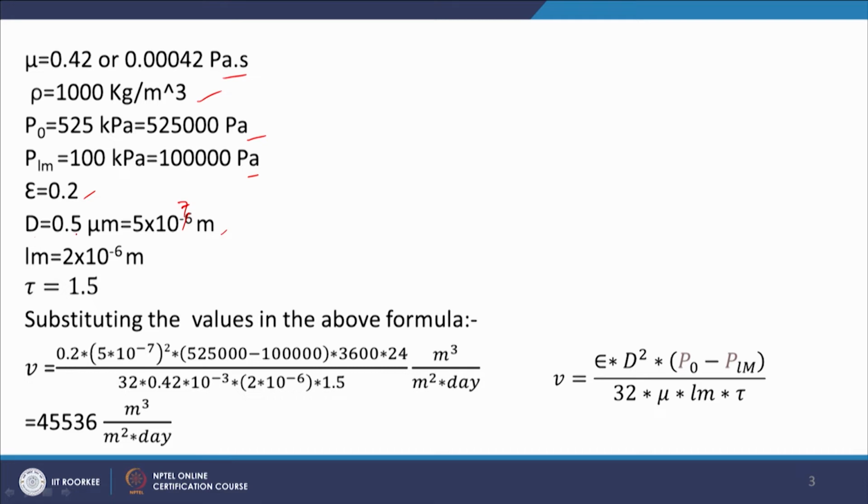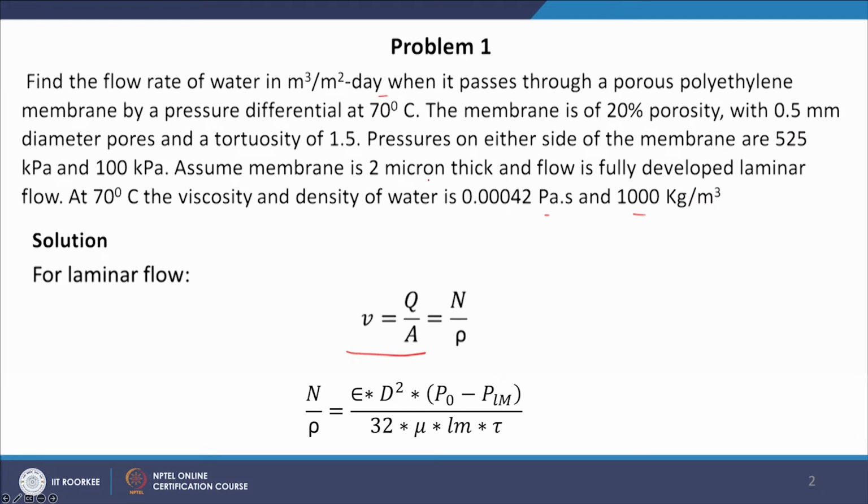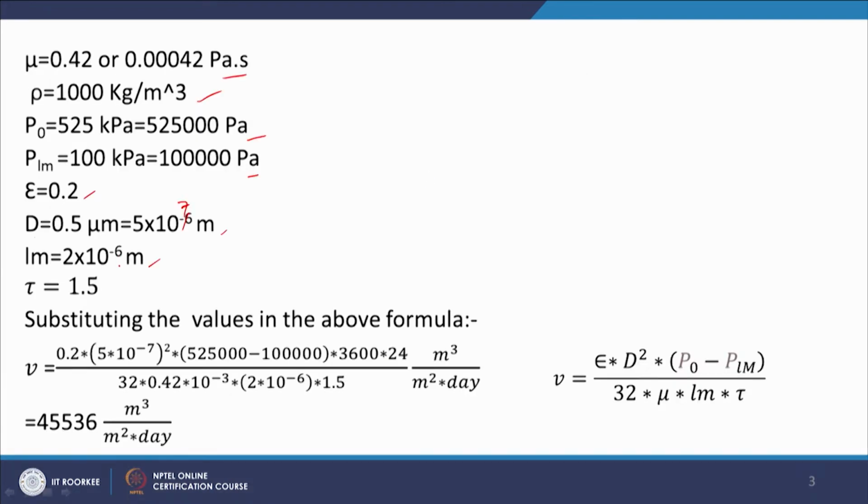So, d equal to 0.5 micrometer, that is 5 into 10 to the minus 7 meter, and L M is equal to 2 into 10 to the minus 6 meter. It is given the 2 micrometer thickness. So, that is 2 into 10 to the minus 6 meter, and tau is equal to 1.5, it is given.